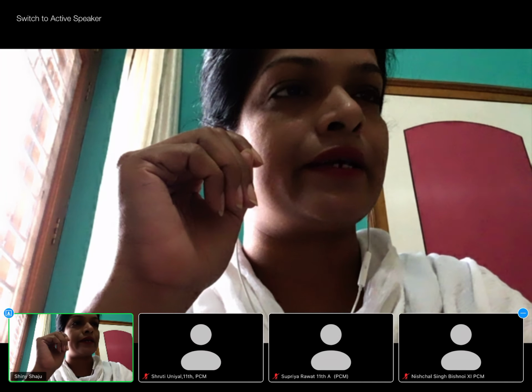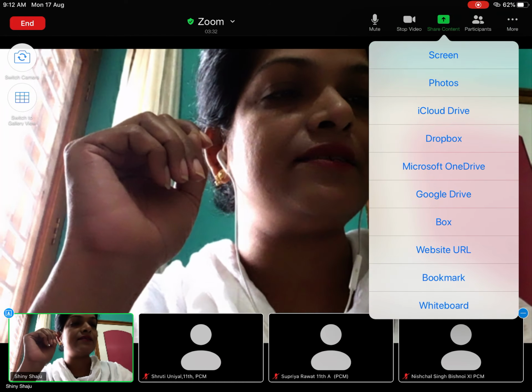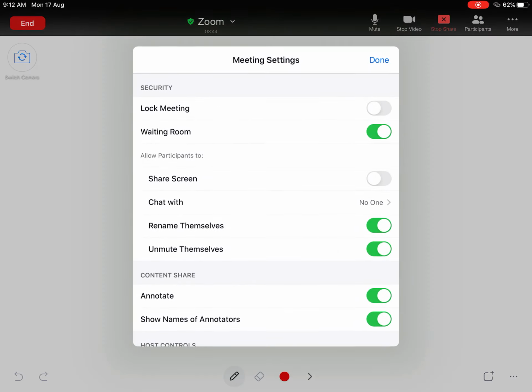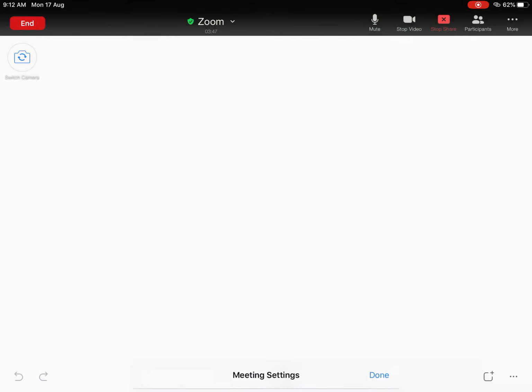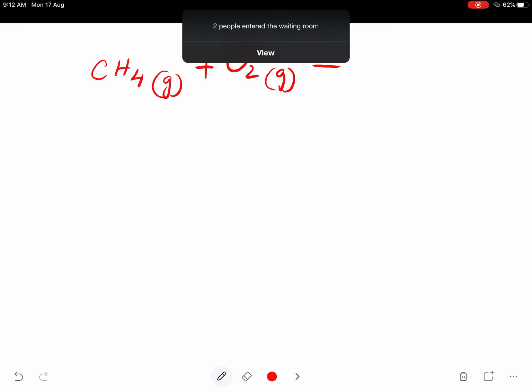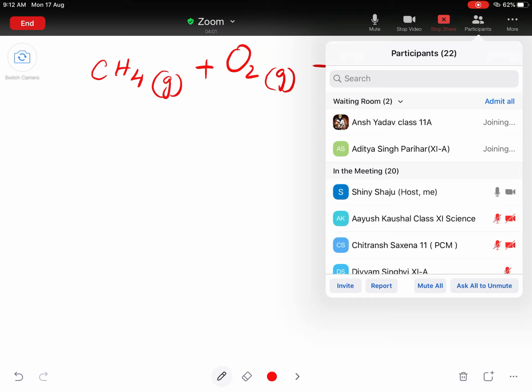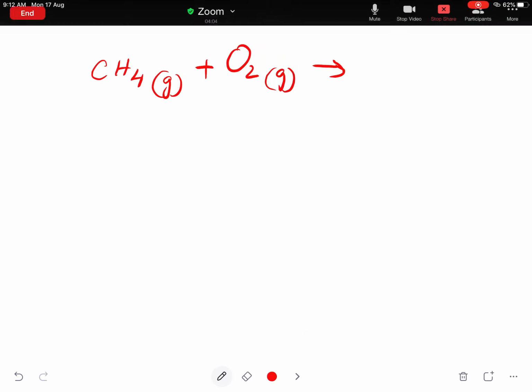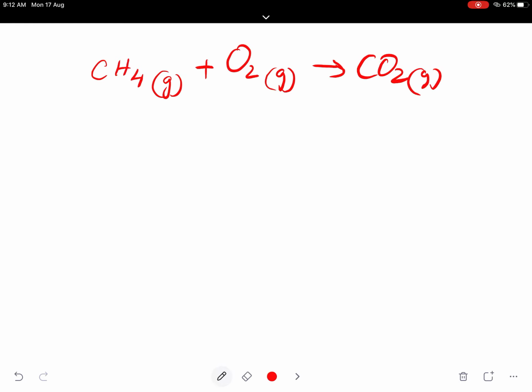I am going to write a chemical equation. Let's first balance that and then we will proceed. CH4 gas plus O2 gas gives CO2 gas plus H2O gas.